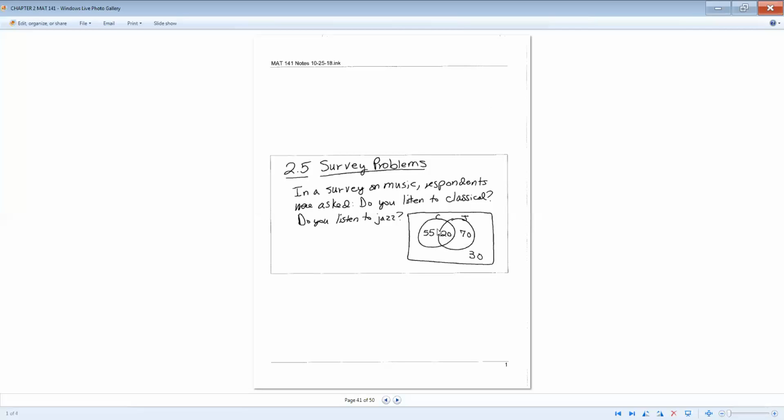So you see that classical represents this whole circle here. Jazz represents this whole circle here. The one in the middle represents what people listen to, classical and jazz. And let's go ahead and answer these questions.